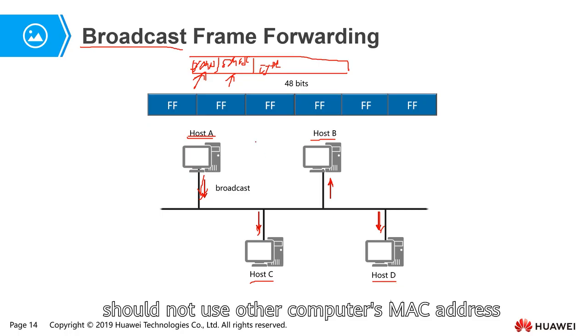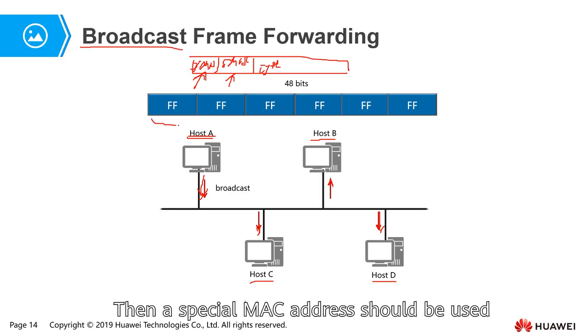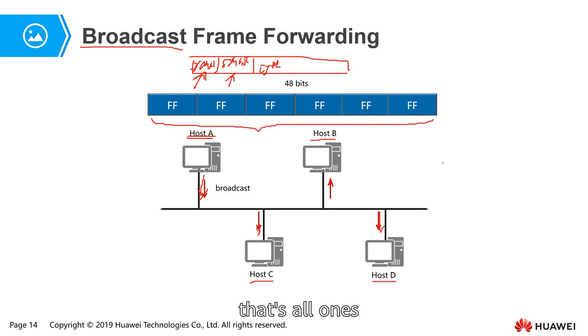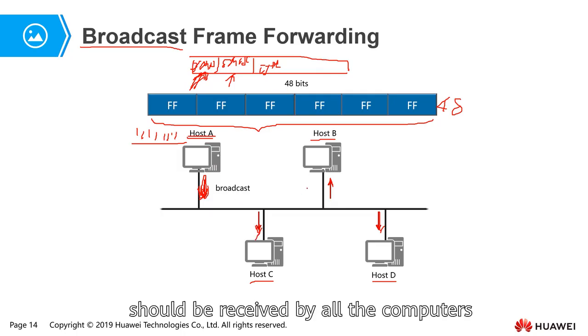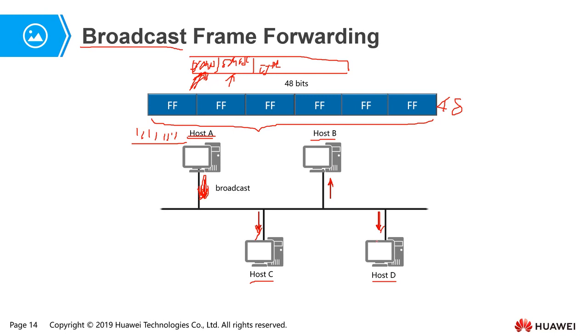The destination should use a special MAC address, all 1s. FF means 1s. F means 1111, and another F is 1111, so all 48 bits are 1s. When the destination MAC address is this, the frame sent out by host A should be received by all the computers in this network, and they will receive it and process it.